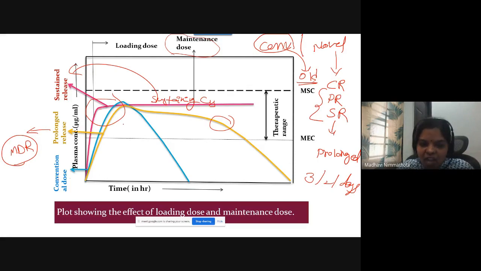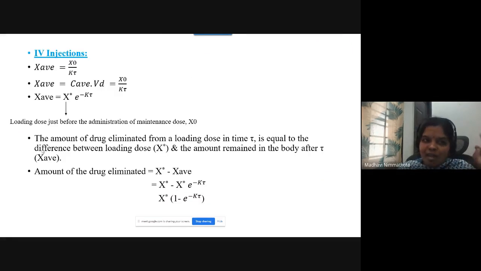Okay, plot showing the effect of loading dose and maintenance dose for a particular modified release dosage form. So you have this much importance by using this loading dose and maintenance dose. You have to write this loading dose, maintenance dose importance also while writing your two compartmental open model through multiple dosage regimen. So the next part, this is also for IV injections.